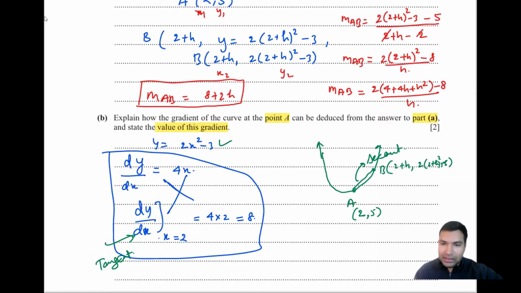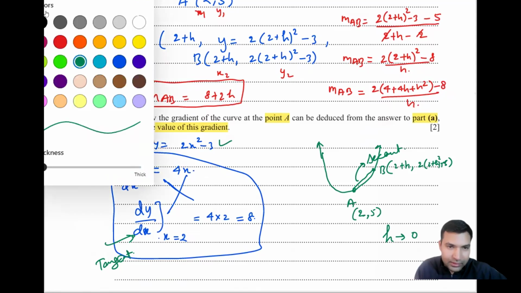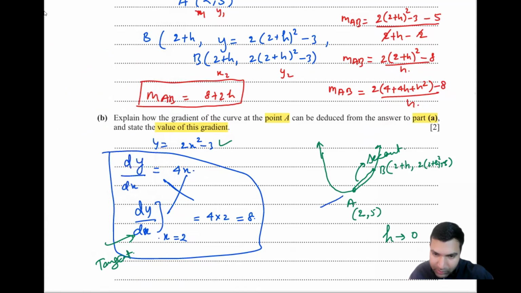Okay, so this secant will become a tangent when h is approaching 0. When h tends towards 0, wouldn't B merge with A? Yes. So that is what they are checking, the limit concept. The secant will become a tangent, because the gradient of the curve at this particular point A is nothing but the slope of the tangent as well. So the concept I need to use is h tending towards 0.